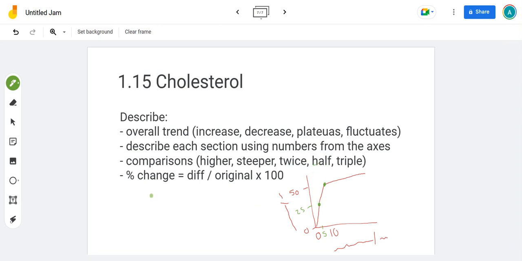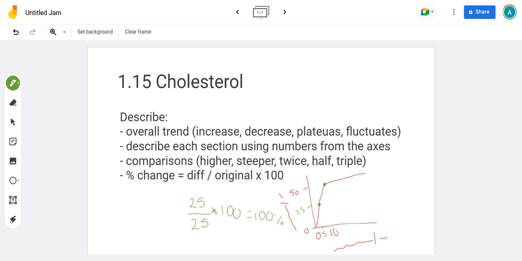The percentage change: the difference between 25 and 50 is 25. The original, the first one, is 25. Times it by 100. In that case, nice and easy, it is 100%.